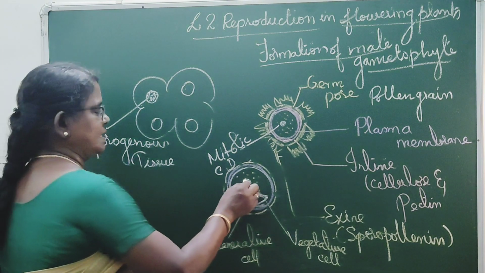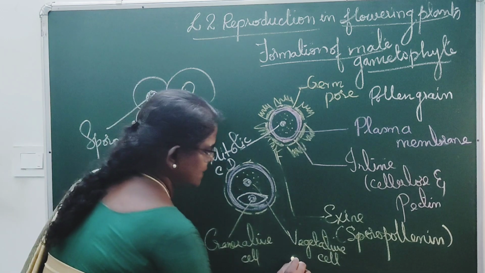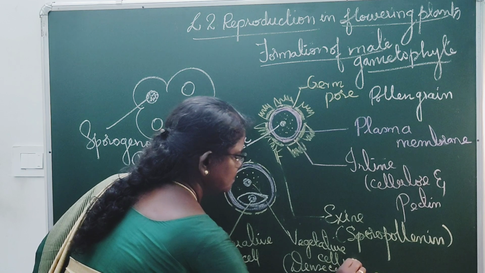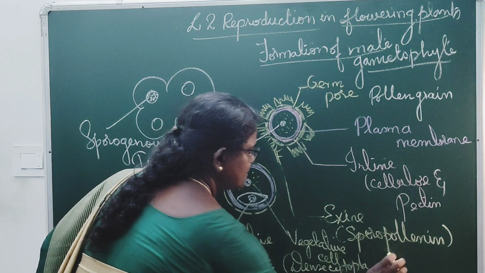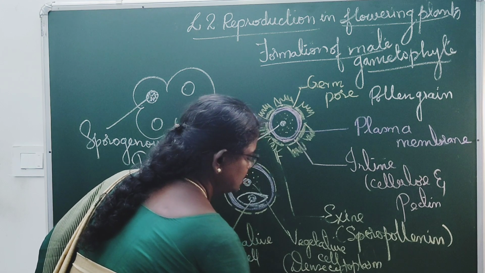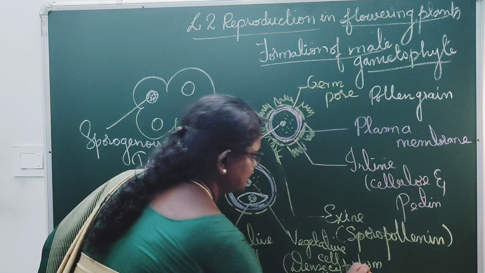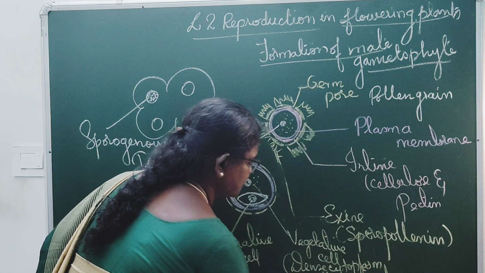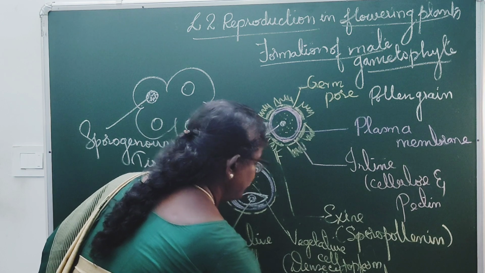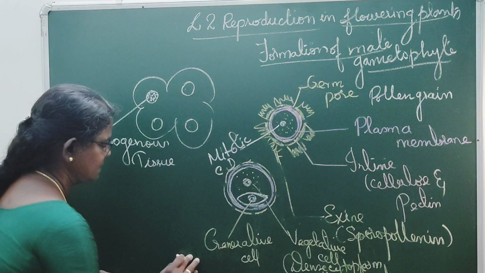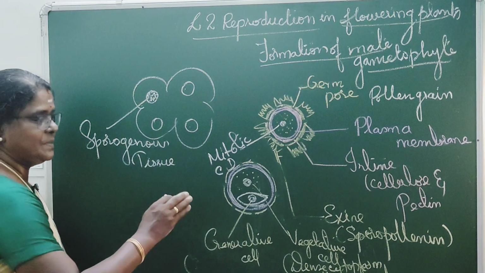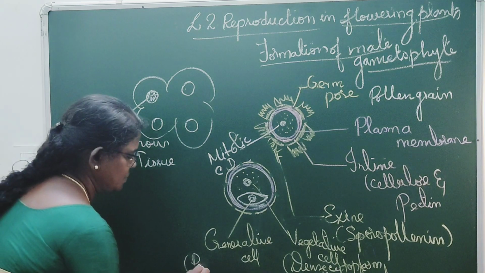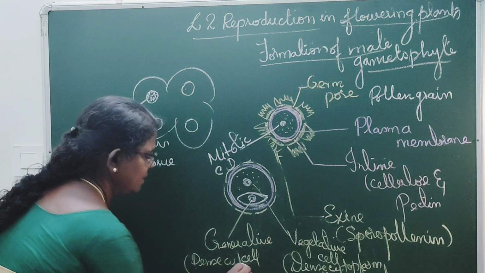But this vegetative cell has dense cytoplasm with nutrients and a nucleus. The generative cell has lesser cytoplasm than the vegetative cell, but it is also having dense cytoplasm and a nucleus.